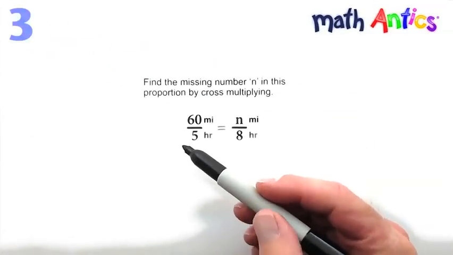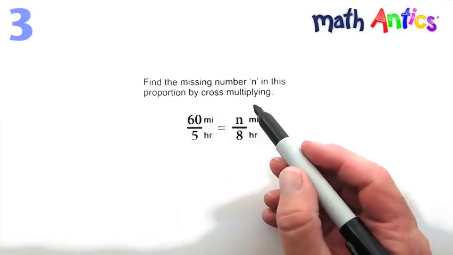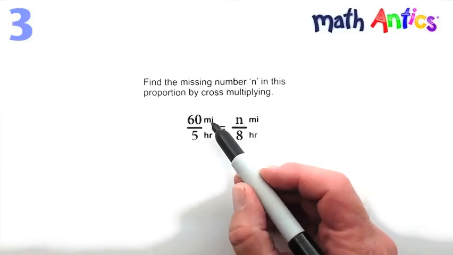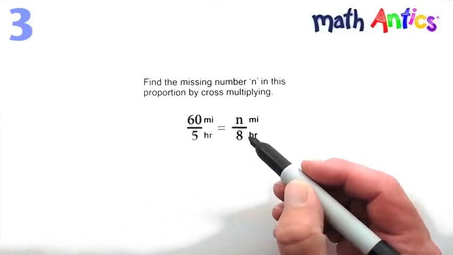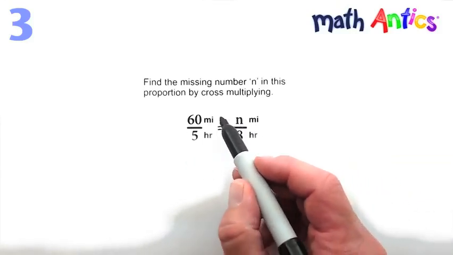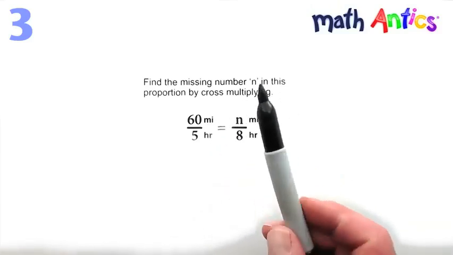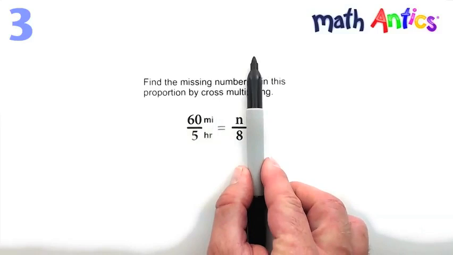Okay, our next problem says find the missing number n in this proportion by cross multiplying. Okay, so this is pretty much the same as the last problem, except now we have units. So we're calling it a proportion, and we have the units in here. And because of that, it looks a little bit more complicated here. But it's really the same thing. If you cover up the units, you've got a fraction here equals a fraction here.